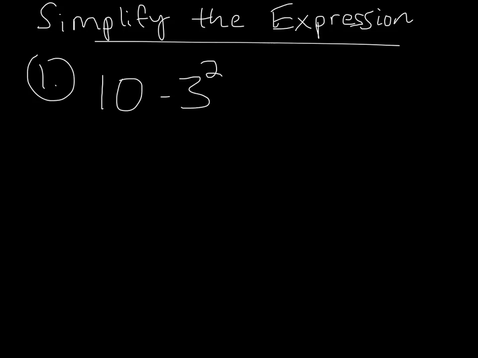The first one we'll do is 10 minus 3 squared. Let's go through our order of operations. We have no parentheses. We do have an exponent though, 3 raised to the second. That means 3 times 3, 3 times itself. So if we rewrite this as 10 minus 3 times itself, 3 times 3 is 9. Now we have 10 minus 9, which is 1. So our answer here is 1.